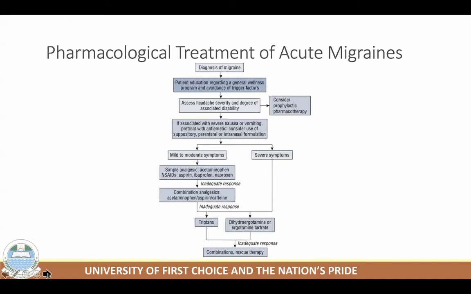Now, let's quickly look at the pharmacological treatment of migraines. Pharmacological, of course, means the use of drugs in the management of migraines. This is a decision tree for the management of migraines. It starts with diagnosis of the migraine. Once you diagnose patients with migraine, the first step is patient education. You educate the patient regarding general wellness programs and avoidance of trigger factors.